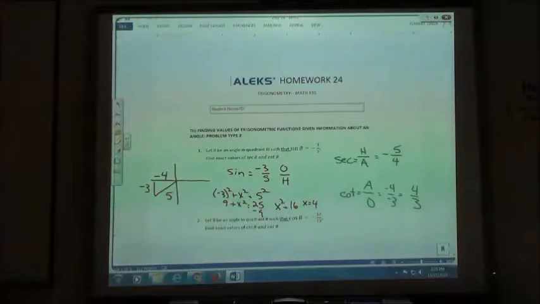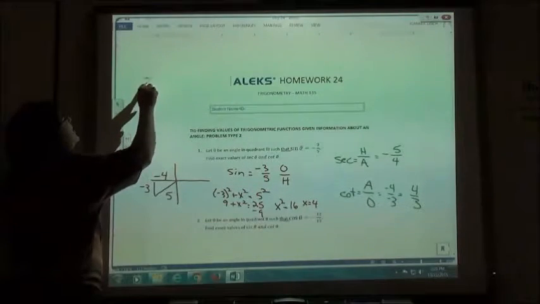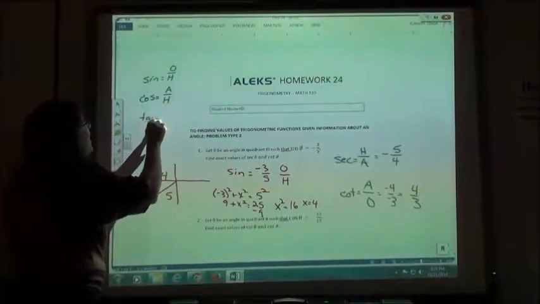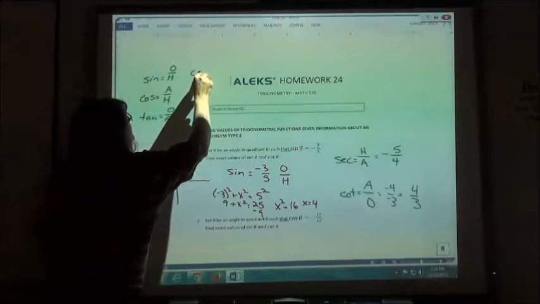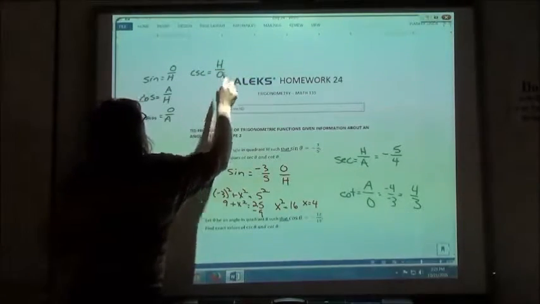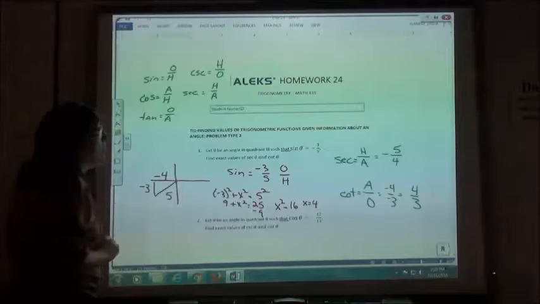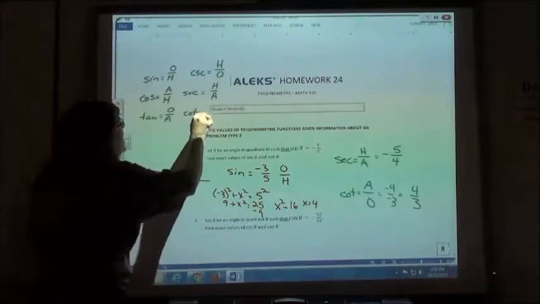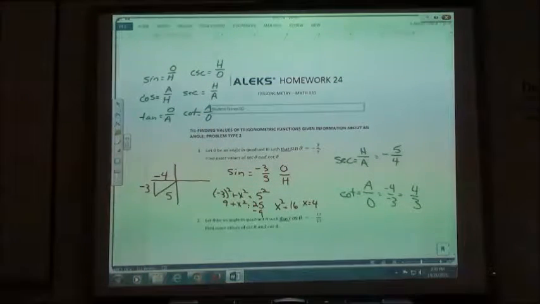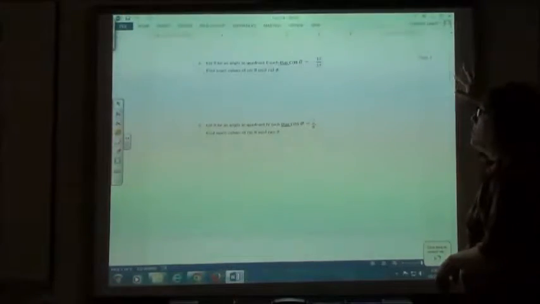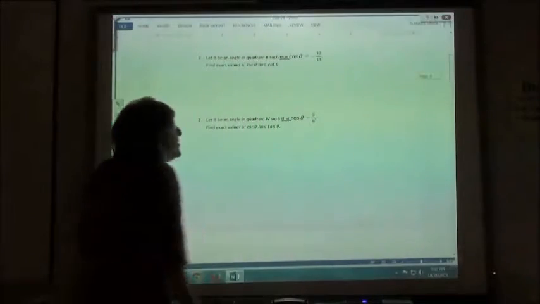So just like we did before, if we can draw a reference triangle in there, find our missing side, we can then go ahead and answer. Keep in mind, if you've forgotten, sine is opposite over hypotenuse, cosine is adjacent over hypotenuse, tangent is opposite over adjacent. The cosecant is the inverse of the sine, so hypotenuse over opposite. The secant is the inverse of the cosine, so hypotenuse over adjacent. Cotangent is the inverse of the tangent, so adjacent over opposite. If you don't have those memorized, you might want to memorize them because we're going to do a lot of that during trig class, as if we haven't already.